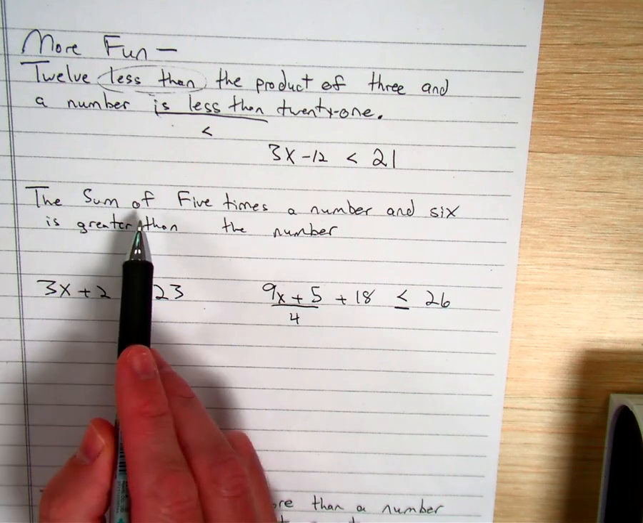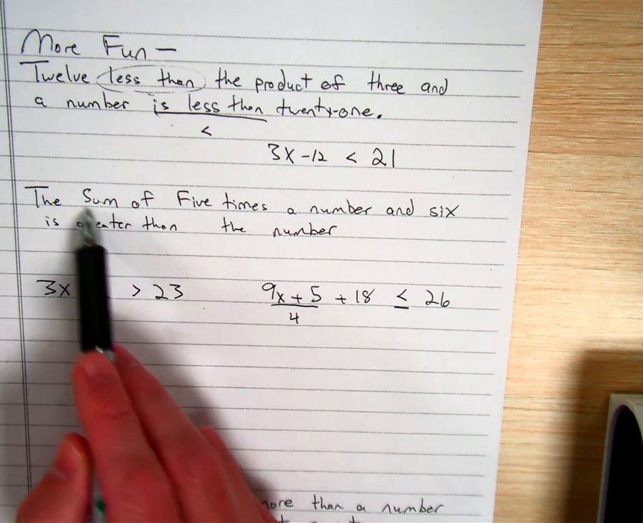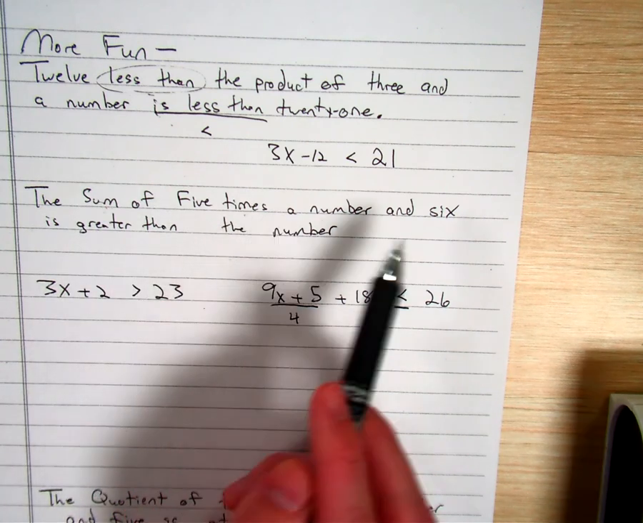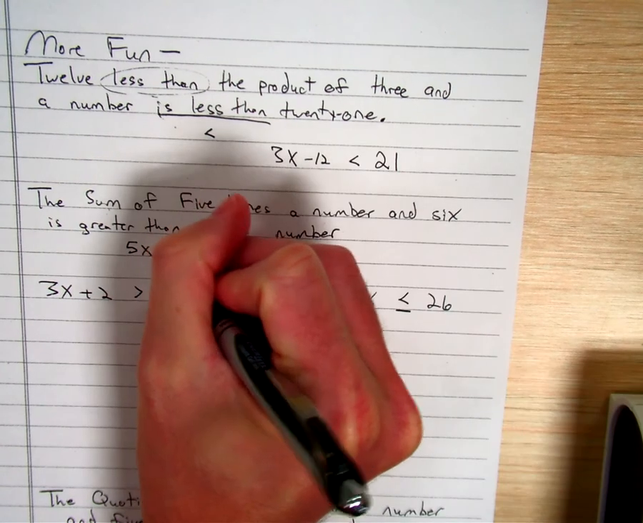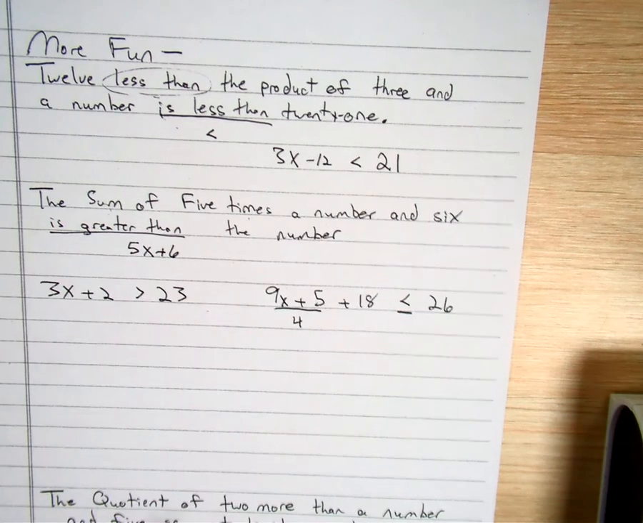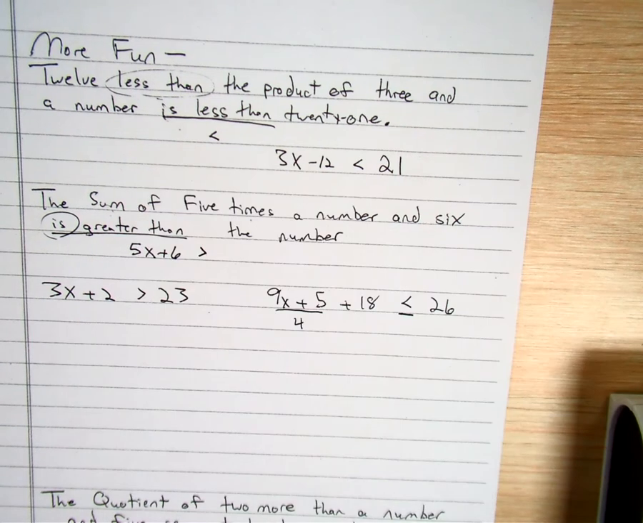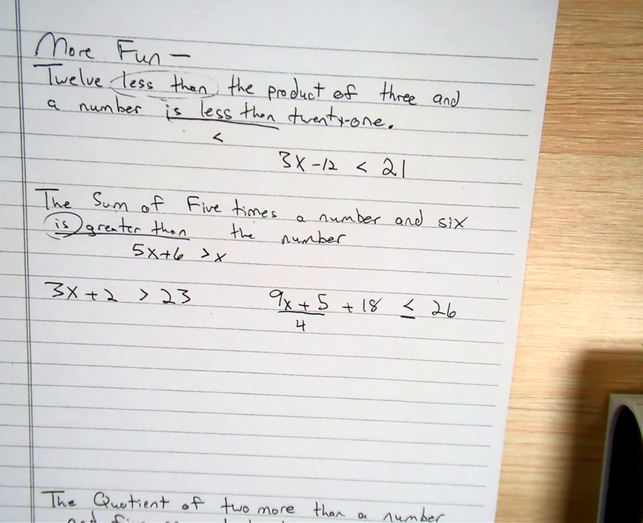The sum of 5 times a number and 6. What am I adding? Sum, I'm adding. What am I adding? 5 times a number and 6. So we got 5 times a number, 5x, plus 6 is greater than, there's my action word, is greater than the number, is greater than x. Okay? And then we could get our x's on the same side, move the 6, so we could get the answer to that. Okay?